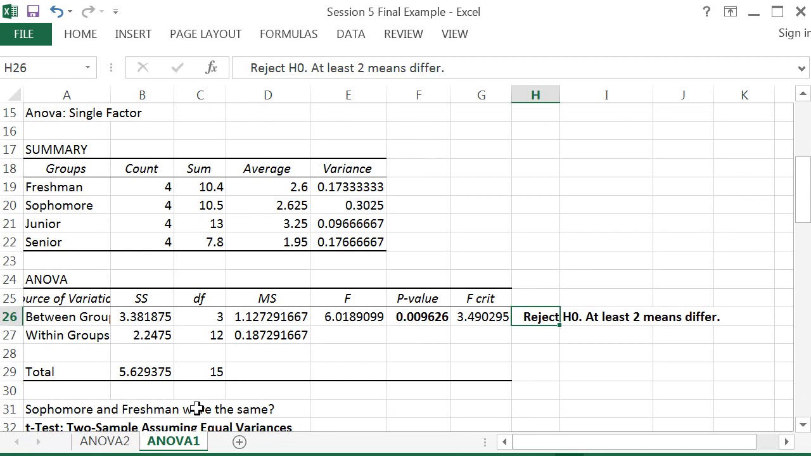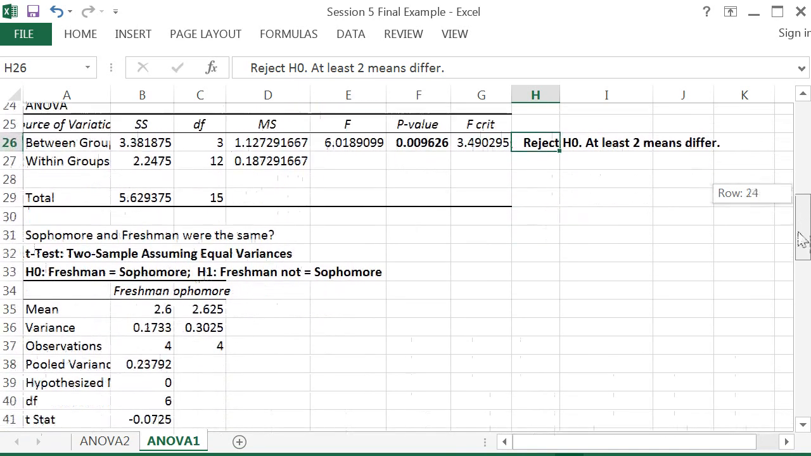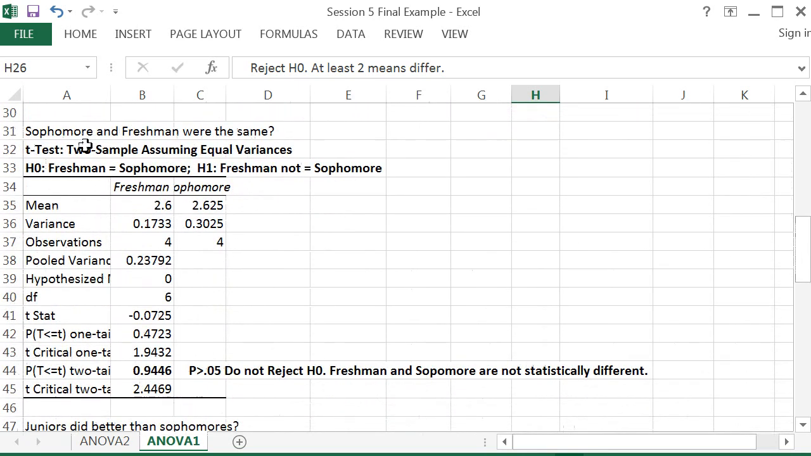So it looks like the freshmen and the sophomores were pretty close to being the same. So, question mark, are sophomores and freshmen the same? Well, I did a two-sample t-test independent, assuming equal variances here. My null hypothesis was that the freshman GPA was equal to the sophomore, and my alternative was that the freshman GPA was not equal to the sophomore.